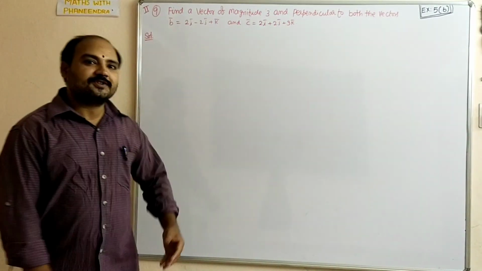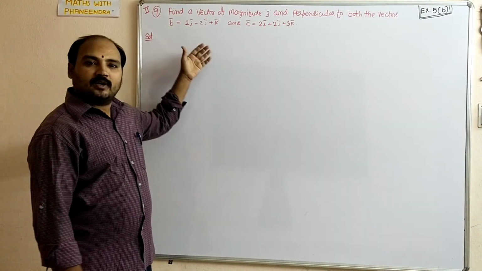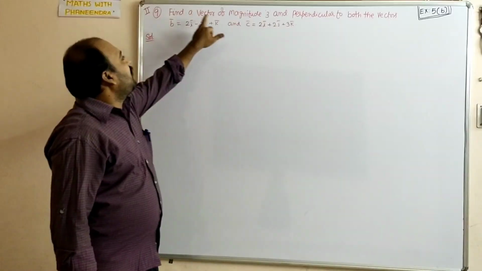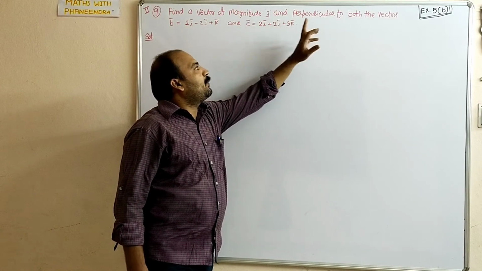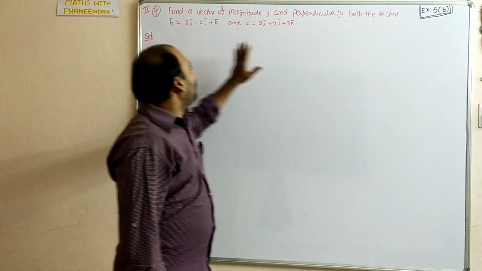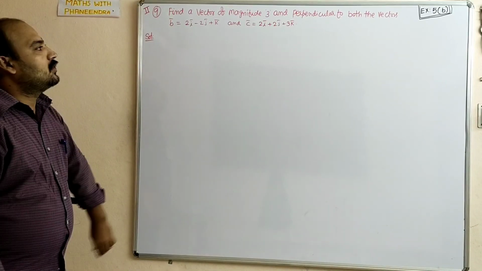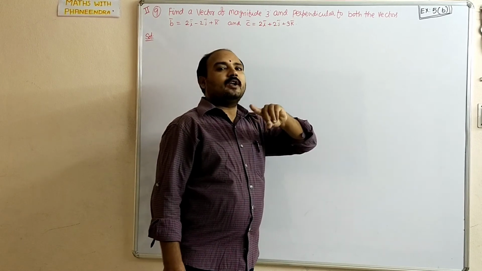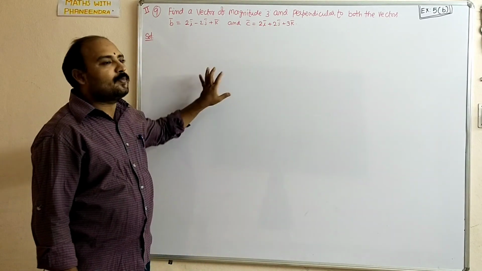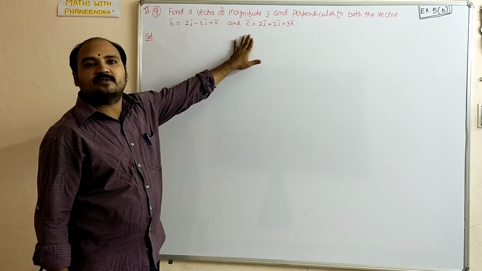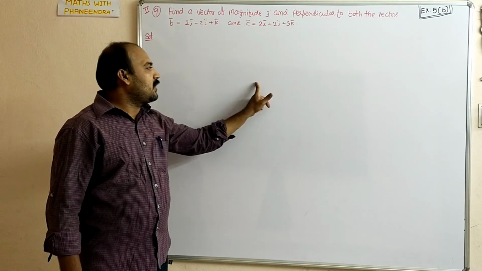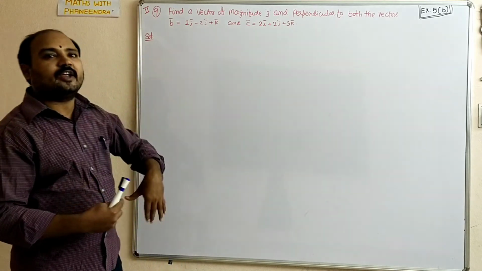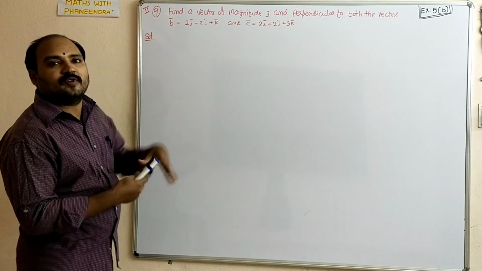The next question, this type of question we discussed already, but in the second section, again 9th question we have. Find a vector of magnitude 3 and perpendicular to both the vectors b bar and c bar. See here, first the vector perpendicular to both the vectors is plus or minus b bar cross c bar by magnitude of b bar cross c bar. So, first we need to calculate the cross product of two vectors.